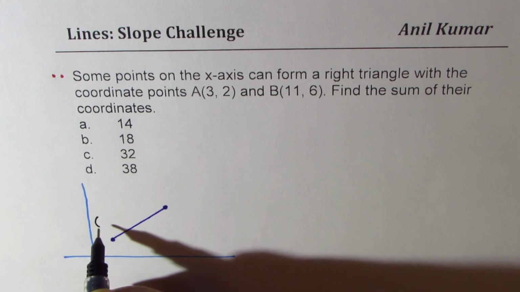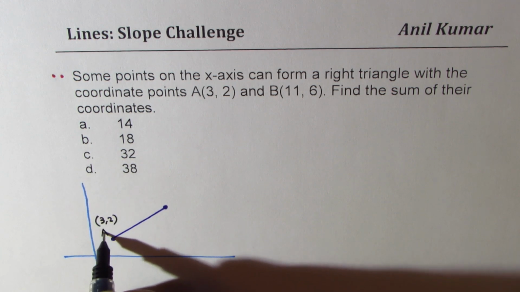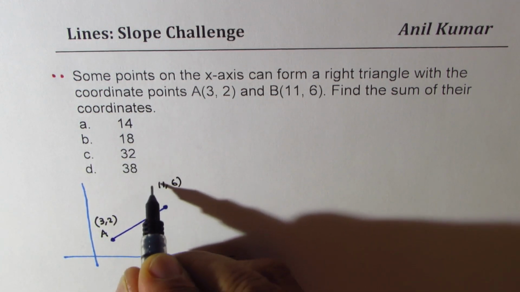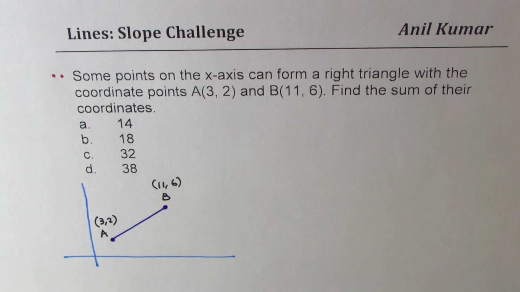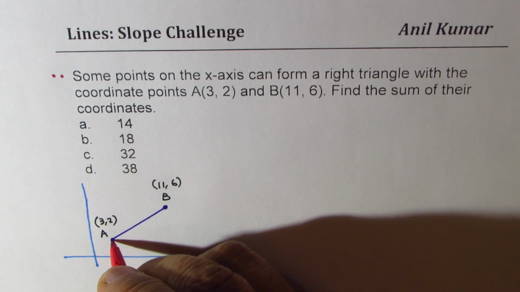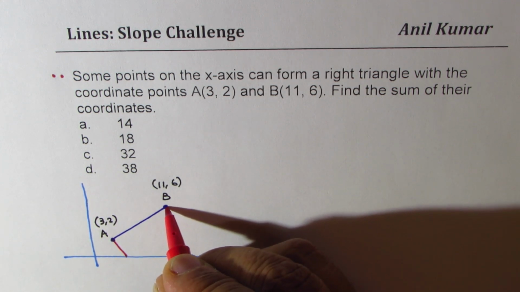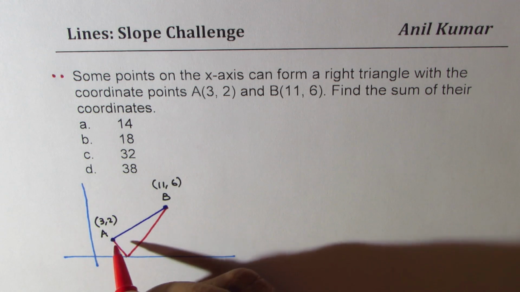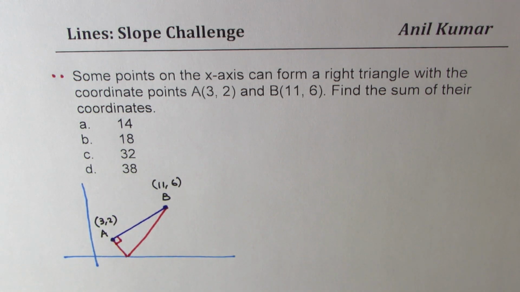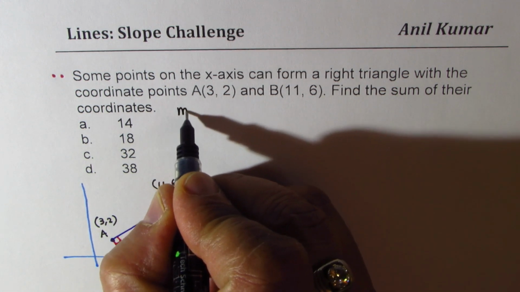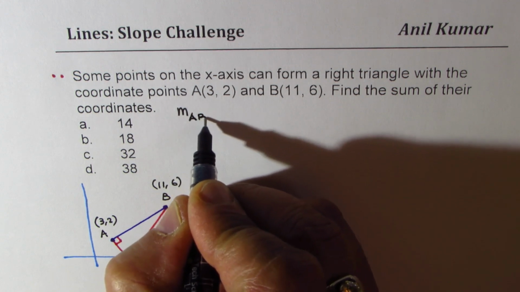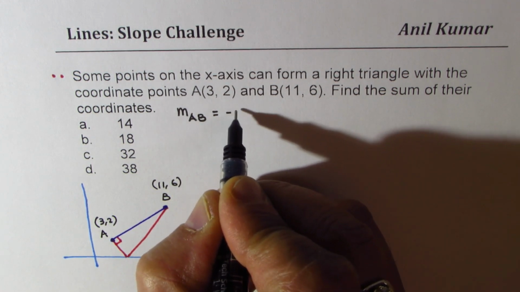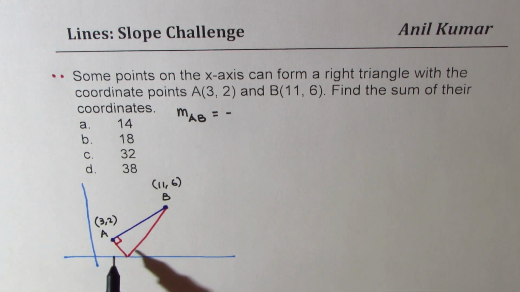So the coordinates for A are (3, 2), and for B we have (11, 6). Let us say that we have a point here. Let's work with this point first. Clearly, this will be a right triangle only if at A we have 90 degrees. That means that the slope of AB should be equal to the negative reciprocal of the slope of A to this point. Let's call this point P.